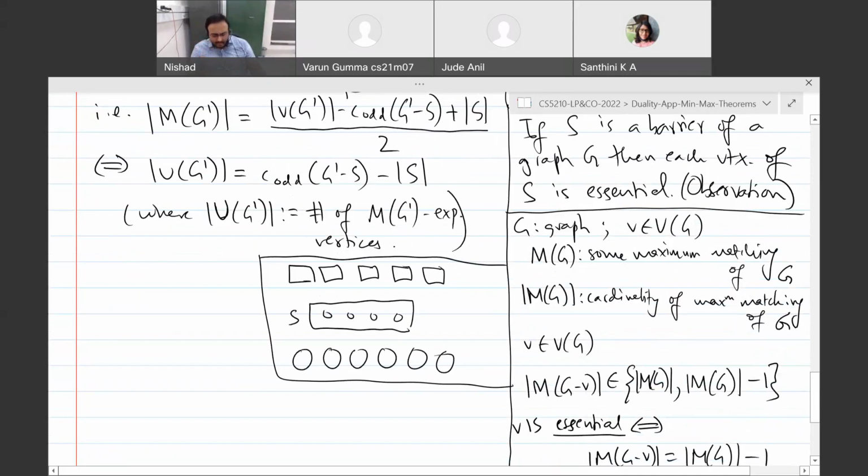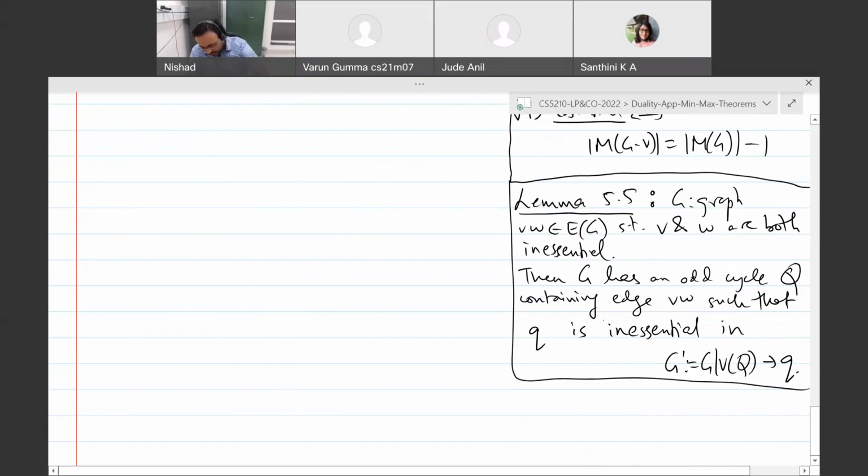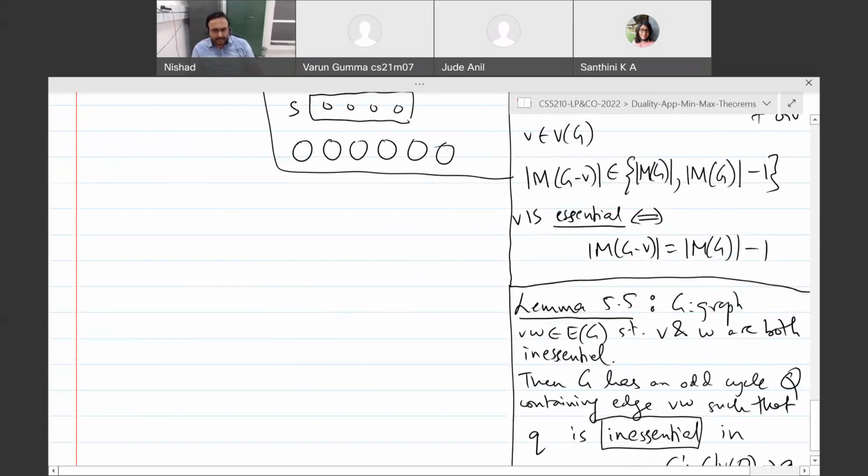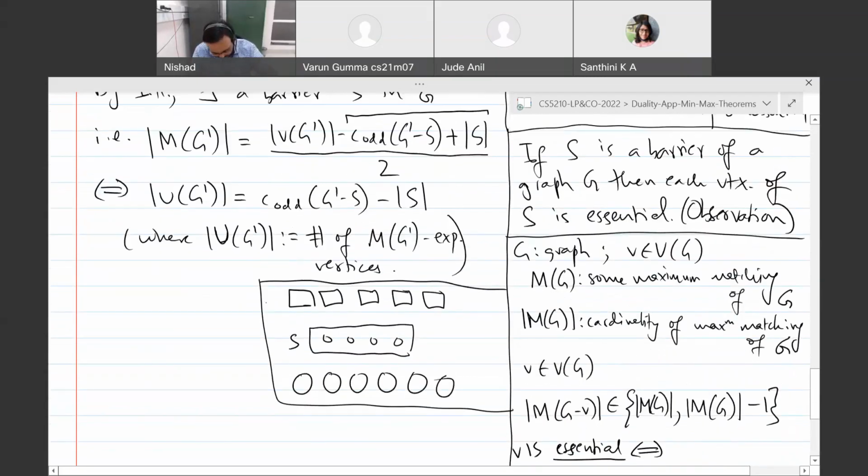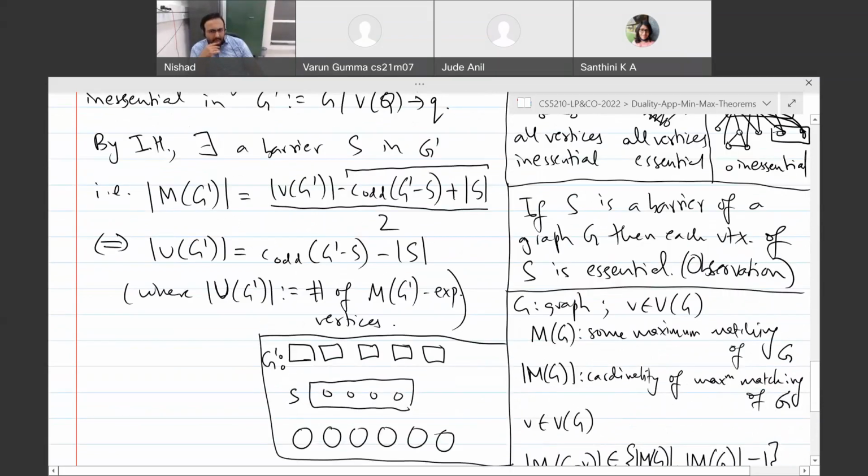Remember, this little q vertex is inessential as per this lemma statement. We haven't proved the lemma yet. We are using the lemma without proof right now. So this little q vertex is inessential in this graph G prime. So where can this little q vertex be? Can it be in the barrier? Or have we made an observation that does not allow that? So where is little q?